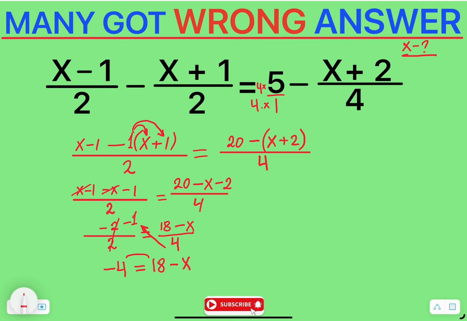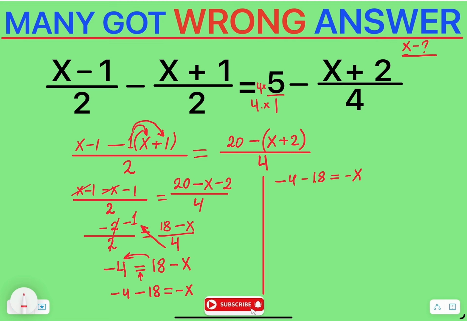Let's bring 18 to the left side. When it passes this equal sign, positive will become negative. They always change their sign when they pass the equal sign. So we will have negative 4 minus 18 equals to minus x. Let's continue this side. Let's rewrite again. Minus 4 minus 18 equals to minus x.